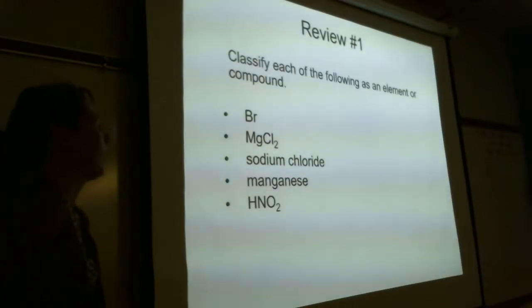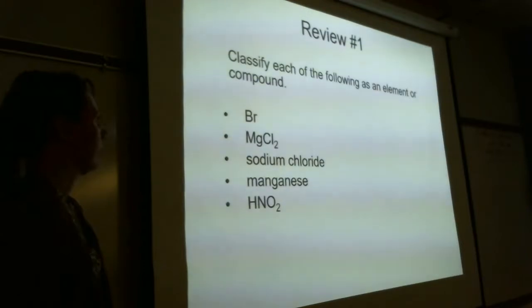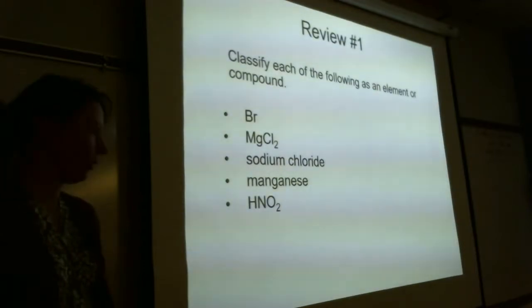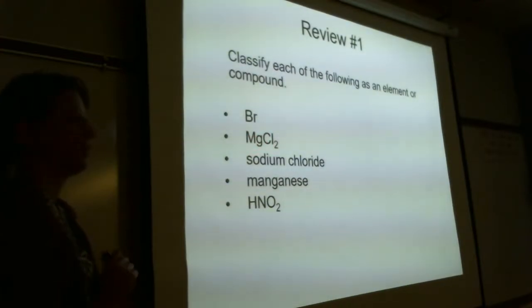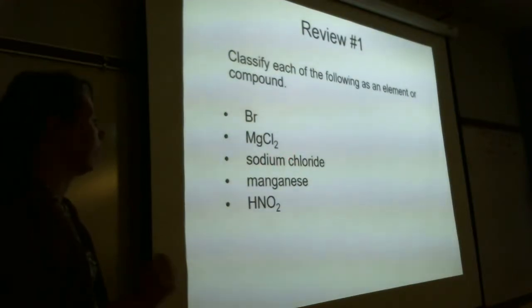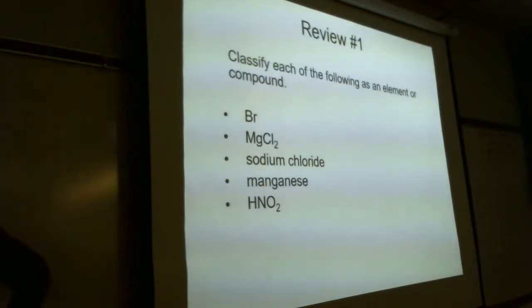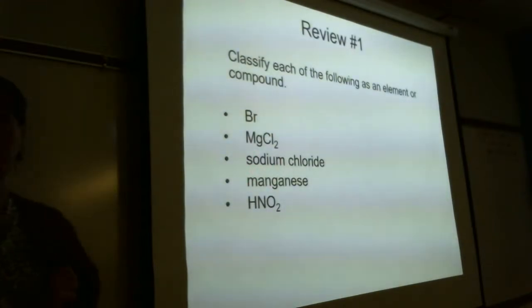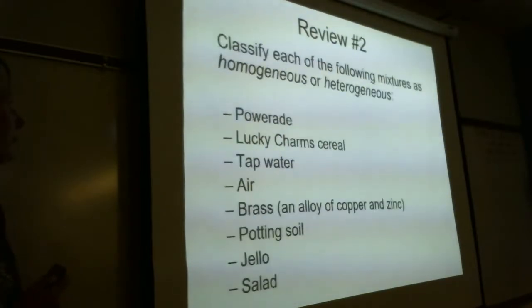Classifying as elements or compounds. What's this one? Element or compound? Element. What's this one? MgCl2. Element or compound? Compound. Sodium chloride, element or compound? Manganese, element or compound? And HNO2, compound, right? Elements and compounds. By now, because you know how to name compounds and write their formulas, I think this question, if it were on the exam, would be pretty easy for you.